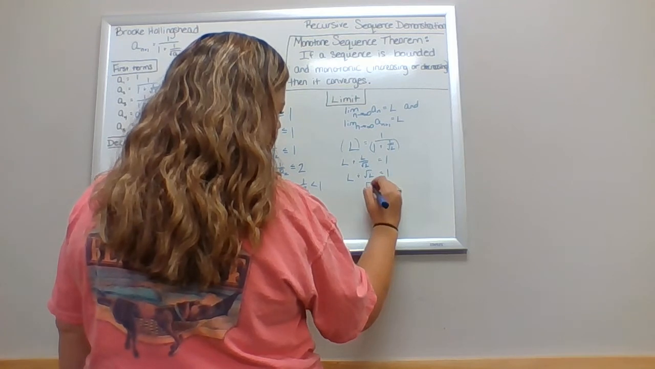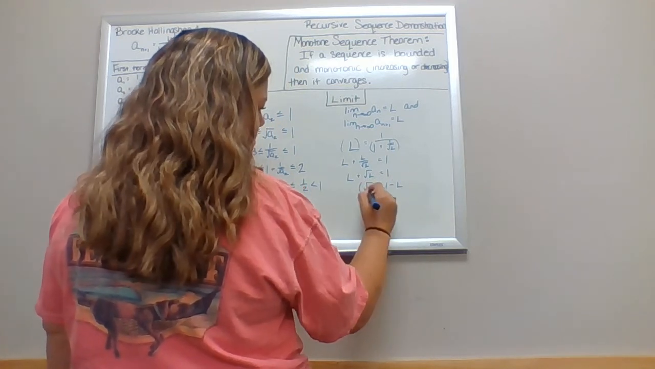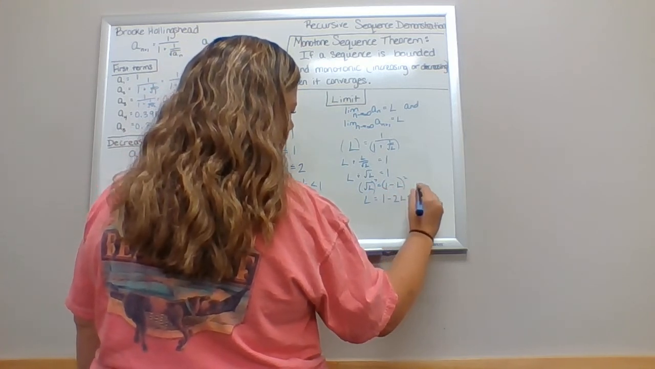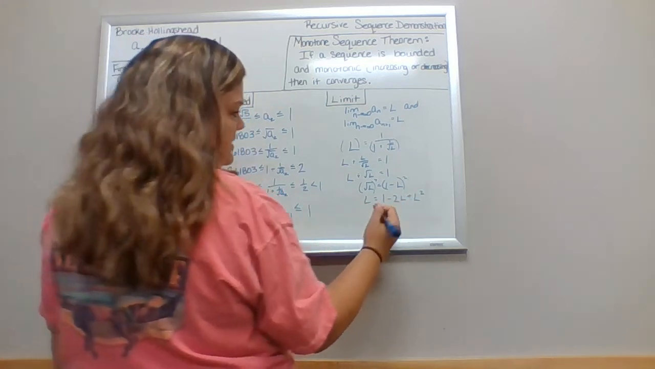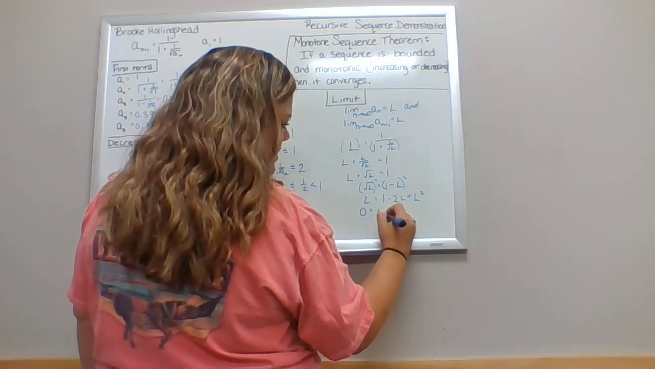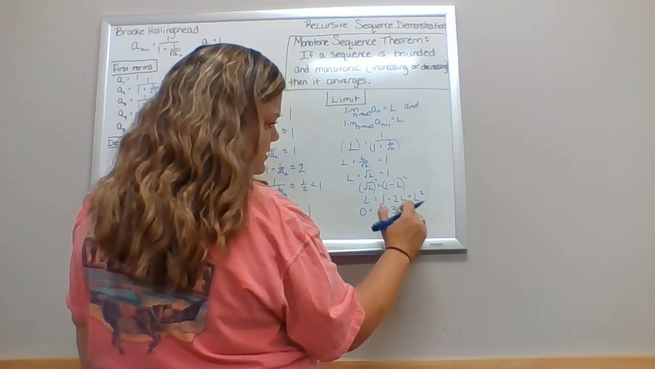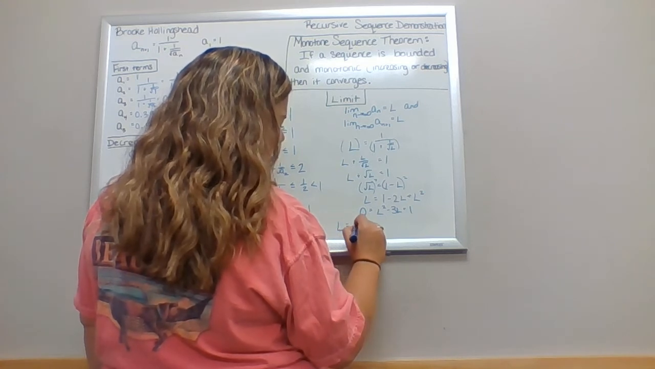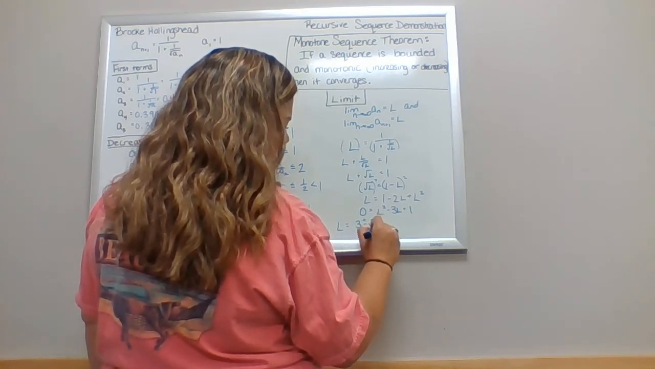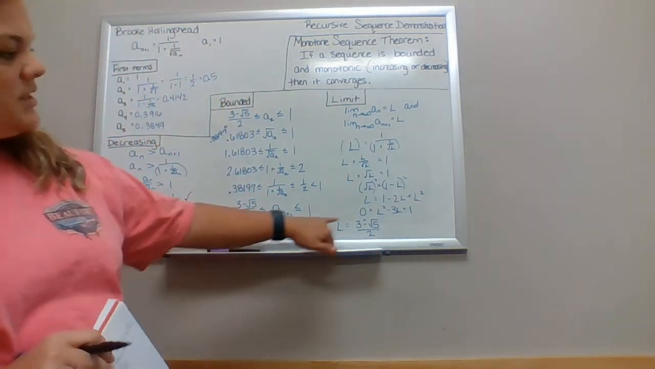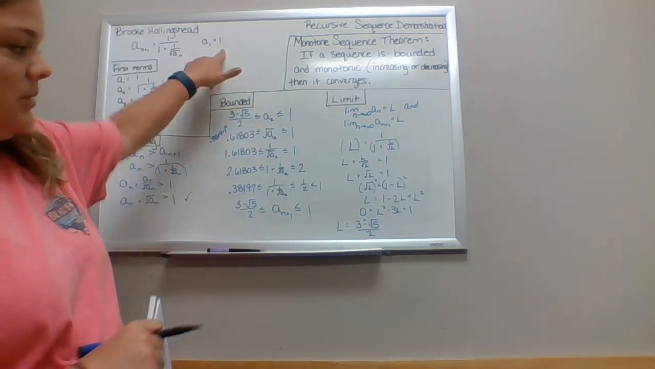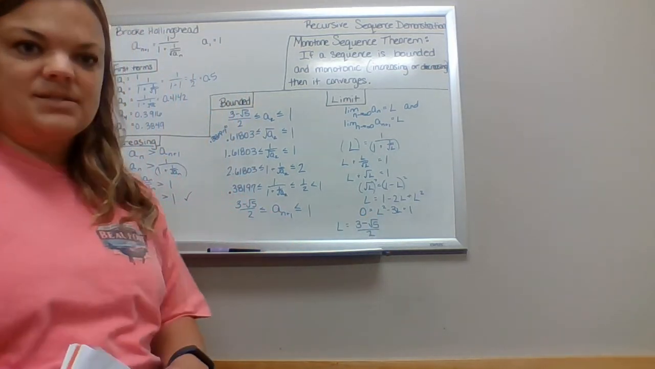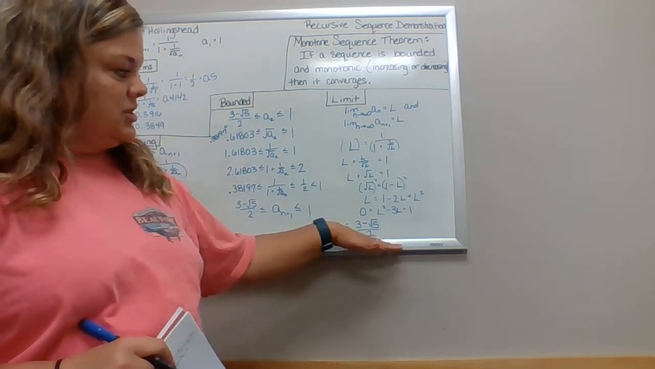I'm going to subtract L from both sides. I'm going to square both sides. L equals 1 minus 2L plus L squared. Subtract L. I end up with a quadratic equation I have to use the quadratic formula to solve. This tells me eventually 3 plus or minus square root of 5 over 2. Well, 3 plus square root of 5 over 2 is above my upper limit, so I know that that one will not work. So my limit has to be 3 minus square root of 5 over 2. So the sequence converges to that limit.